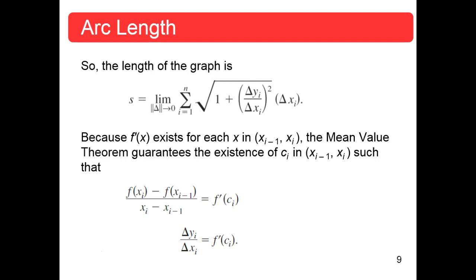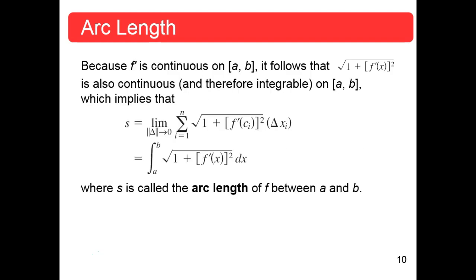Okay. The other way I'd say it, this looks like a derivative, doesn't it? dy over dx squared. And that's exactly what it is. Okay. Now, because f prime is continuous on a to b, it follows that the square root of 1 plus f prime squared is also continuous and therefore integrable.